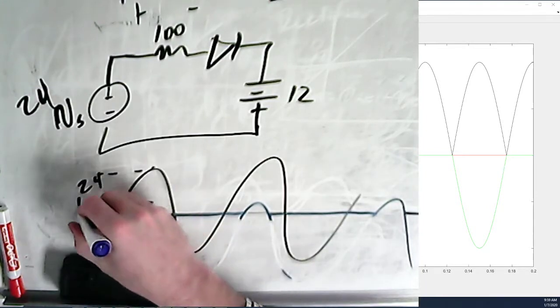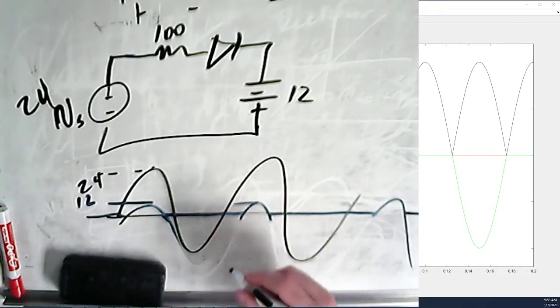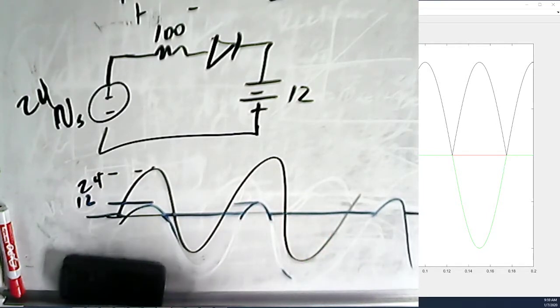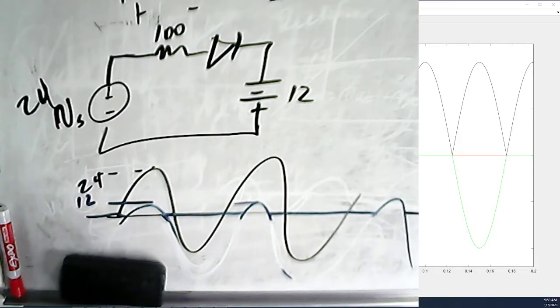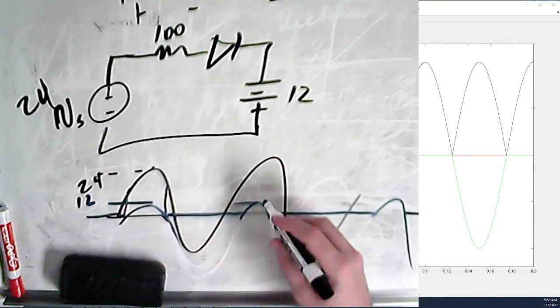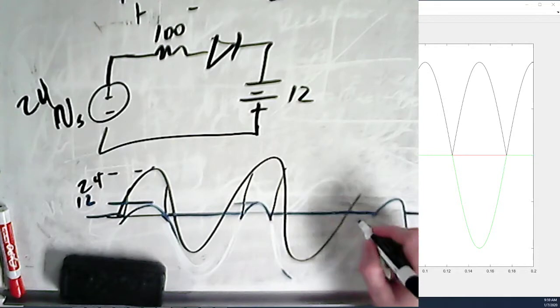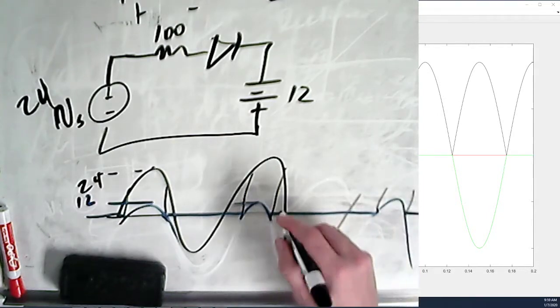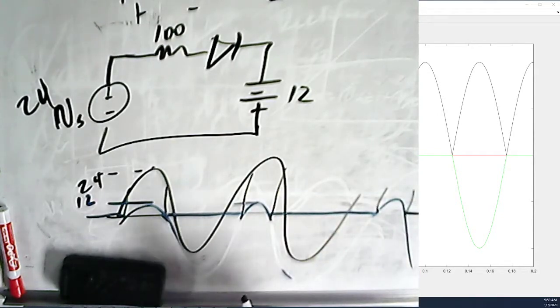This should be, it's not drawn to proportion, but that should be sitting there at about 12 volts, okay? And we end up getting current only through that portion. That's what that peak current is going to be through there. We'd have to do some calculations to figure out how wide exactly those up times are, but it's not going to be half of the period. It's going to be something else.